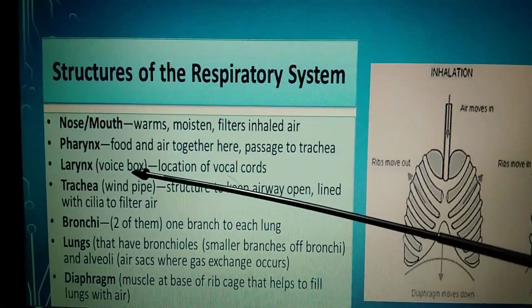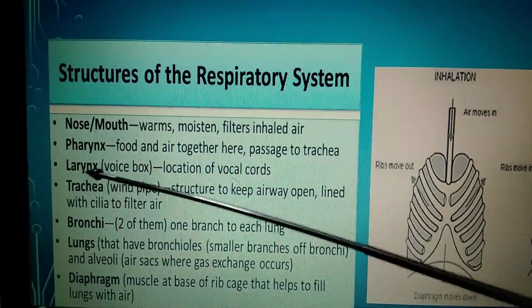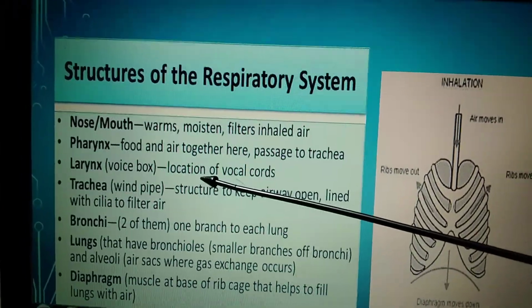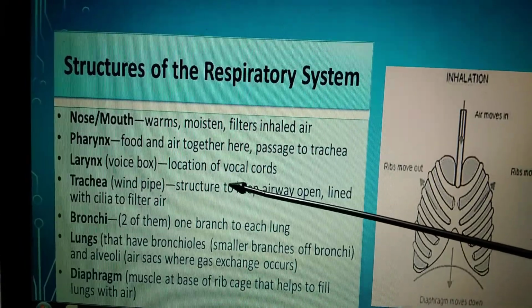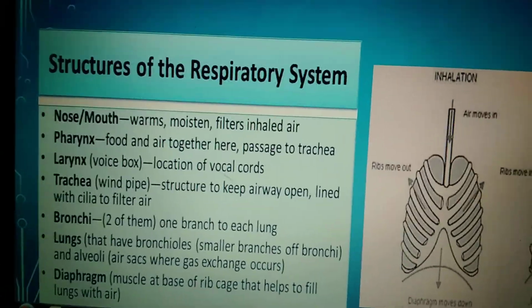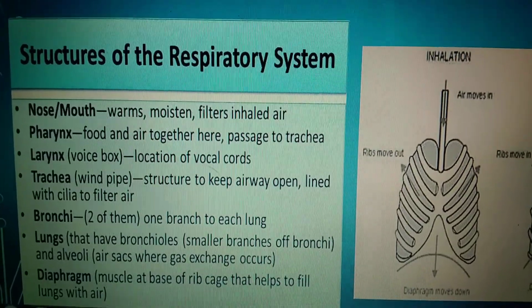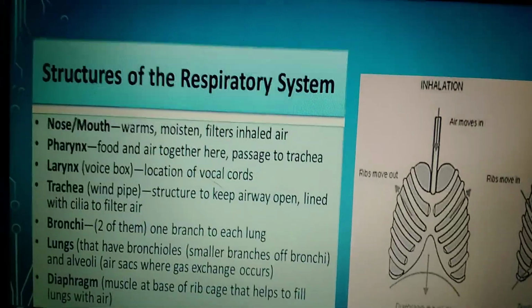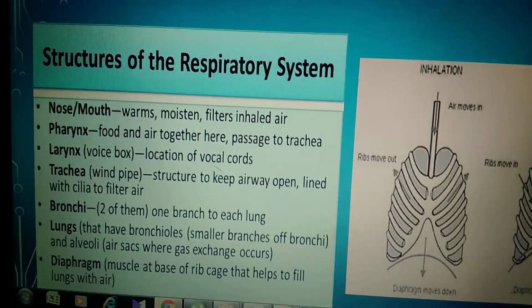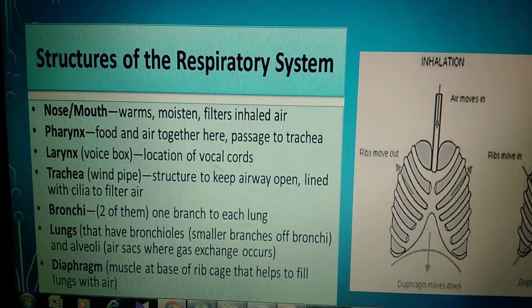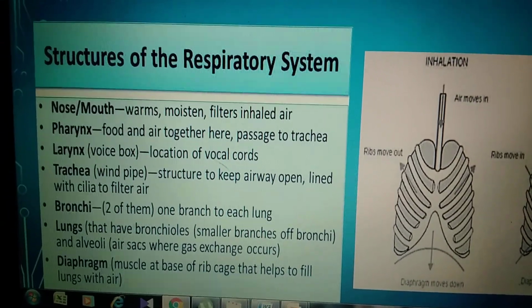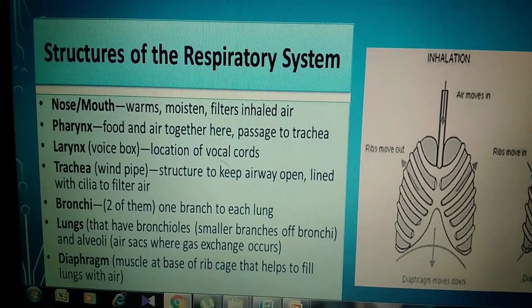Next is the voice box or larynx. It is the organ where the vocal cords are located that helps us to talk or to produce the voice. Next is the trachea or windpipe. It is a structure to keep the airway open, and it is lined with cilia in order to filter the air.